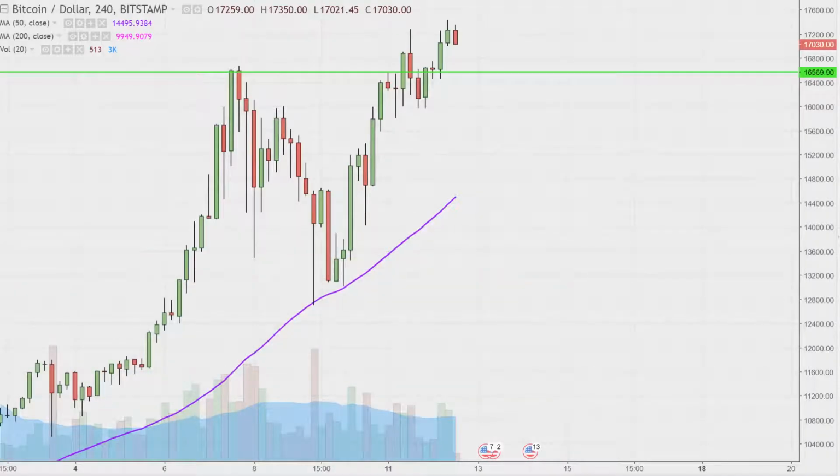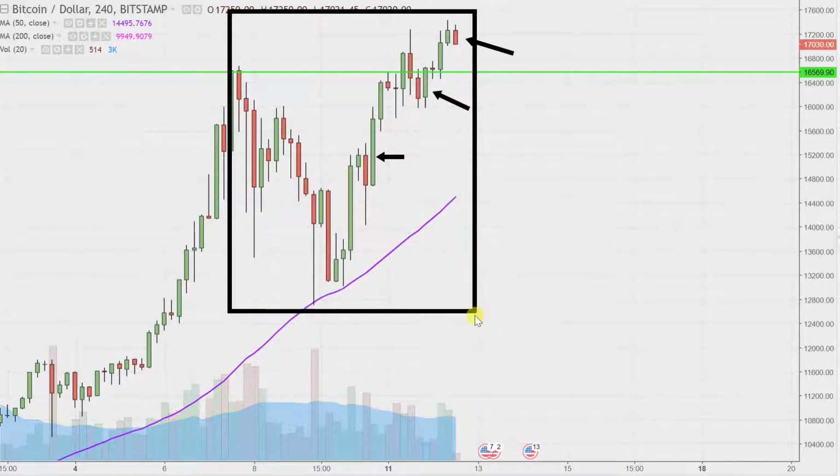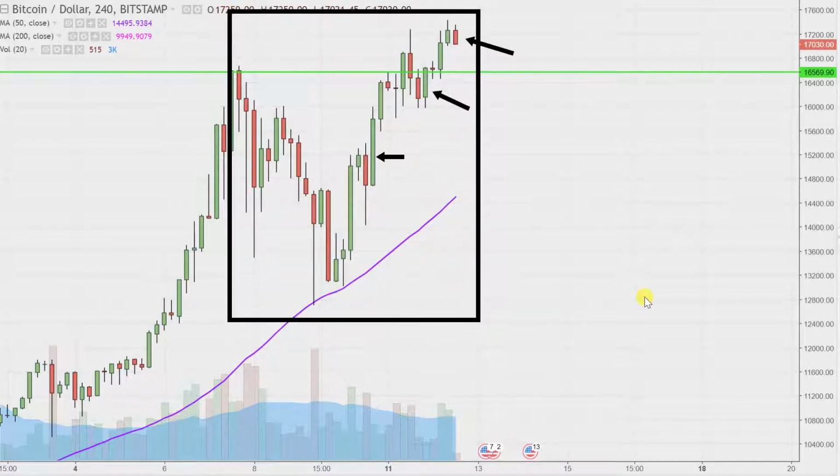Real quick, what do I mean by 4 hours in case maybe you're new to charts? Instead of each one of these candlesticks here representing 1 day's worth of price action, which is what you would normally see, each one represents 4 hours worth of time. So while this here may look like several weeks worth of time, it's actually just the past couple of days broken down into 4-hour time slices.